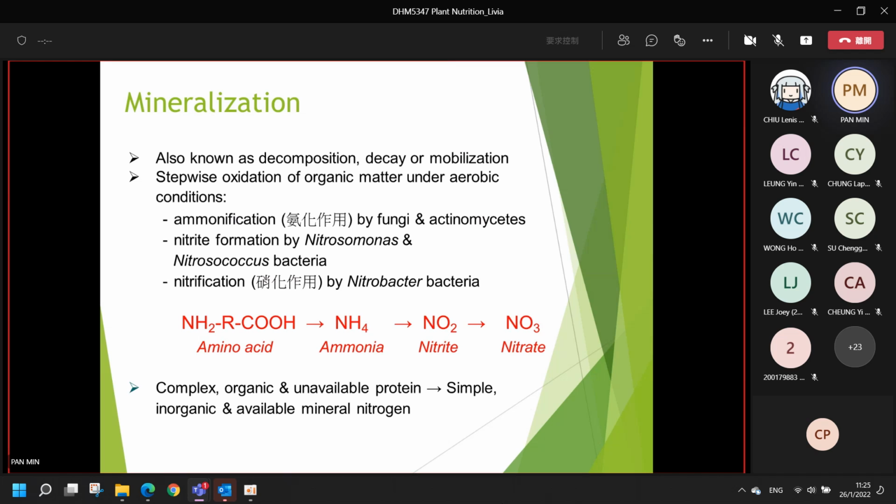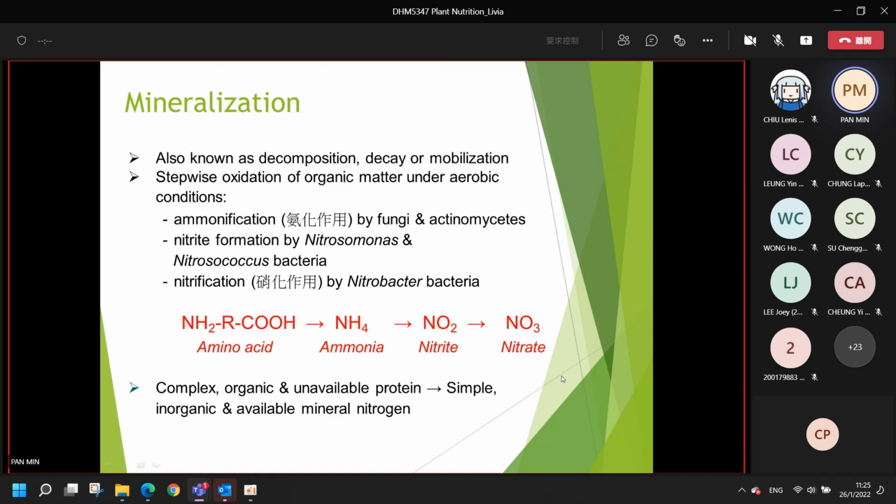Here you can see the stepwise oxidation of organic matter under the anaerobic condition. The anaerobic condition can help to increase this process, and also have the ammonification and nitrification. Here you can see that the amino acid can be decomposed to become ammonia, and then form nitrite and nitrate.